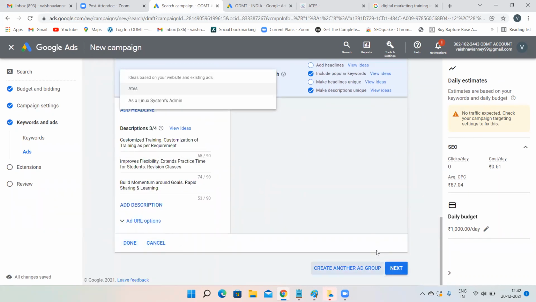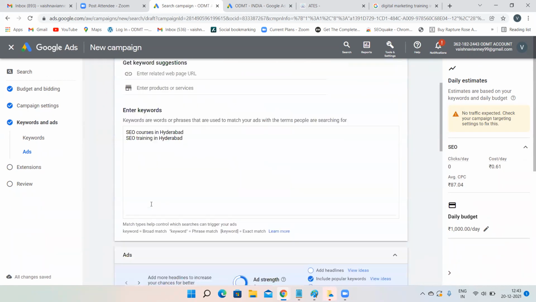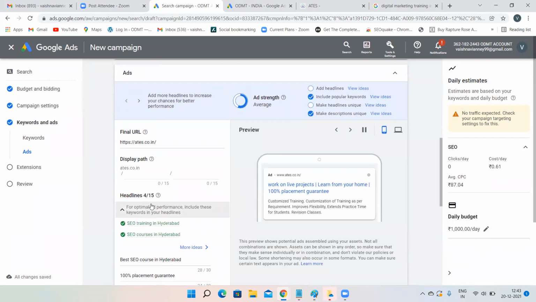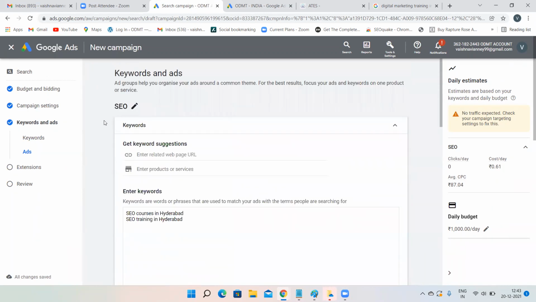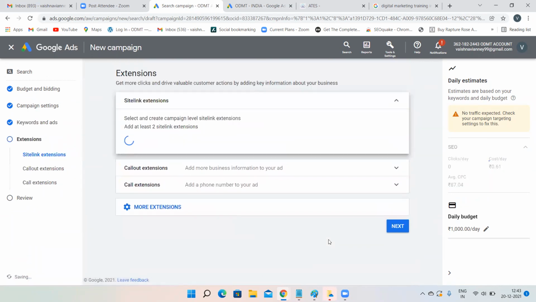Then click on next. If you want to create another ad group, I have only created for SEO, right? If you want to create for another ad group, then you can just create for another ad group. As of now, for SEO, we have done. It's enough. Now click on next.